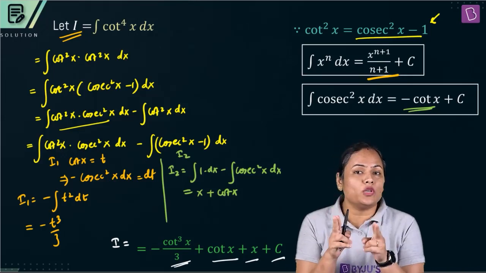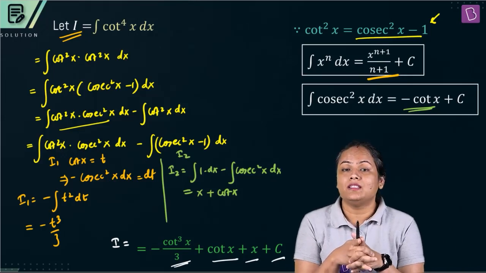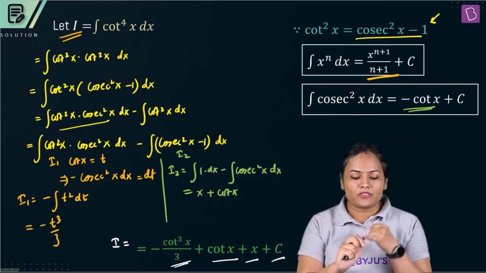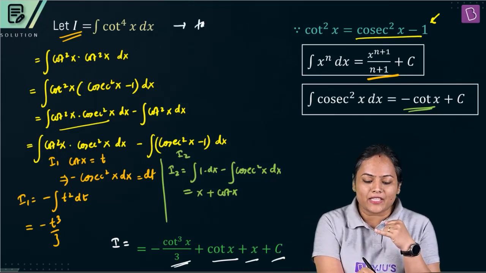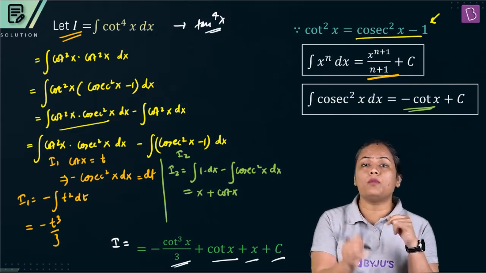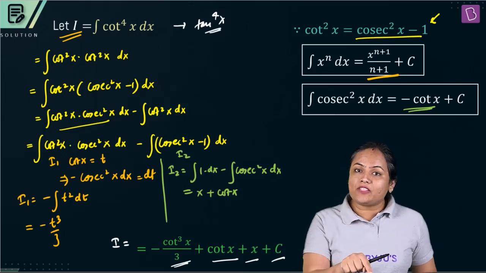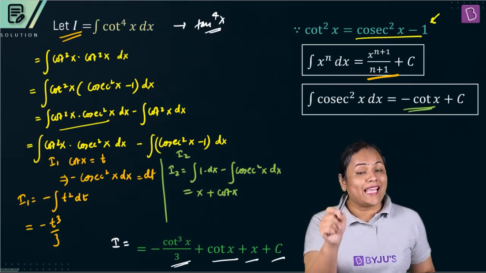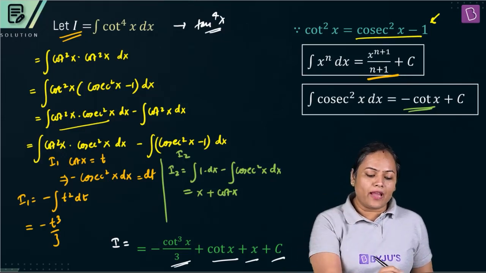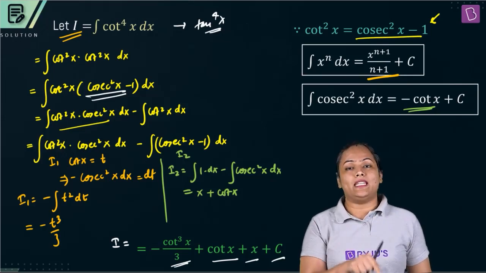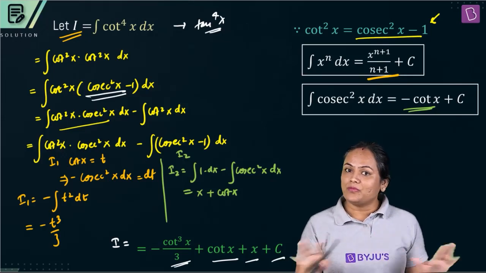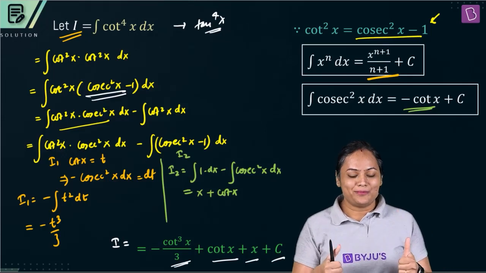So have you understood how we have simplified this? When you have cot x raised to 4 or let's say tan x raised to 4, you have to go by the same approach which we have just done. For tan x raised to 4, you have to generate sec square x like we have generated cosec square x in this question. Understood? Perfect.